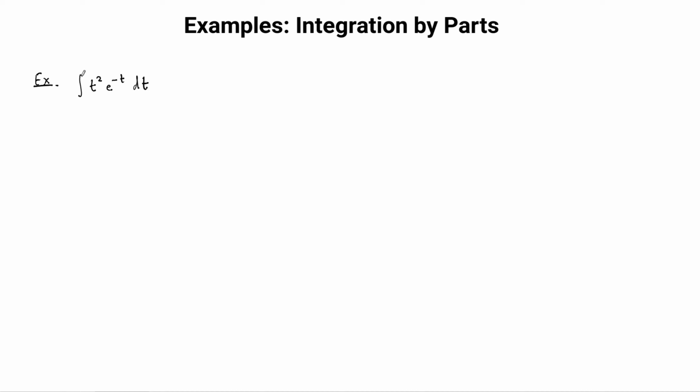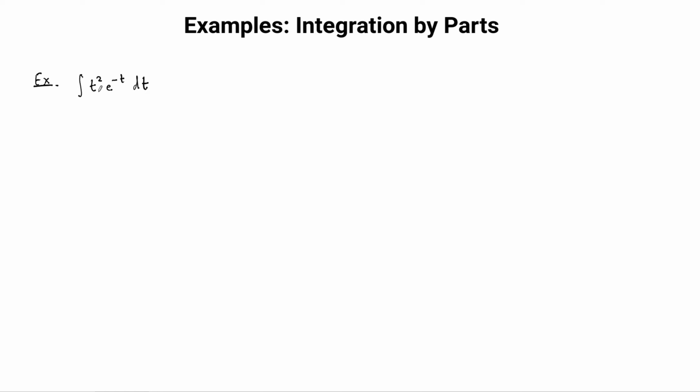In this example, we're asked to compute the antiderivative of t squared times e to the minus t dt. If we know the answer, we can just write it down, right? But just by looking at this, it does not look like a function that we know the antiderivative of just by staring at it. So instead, we need to approach this by integration by parts.